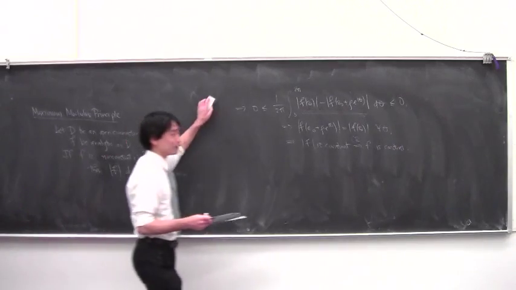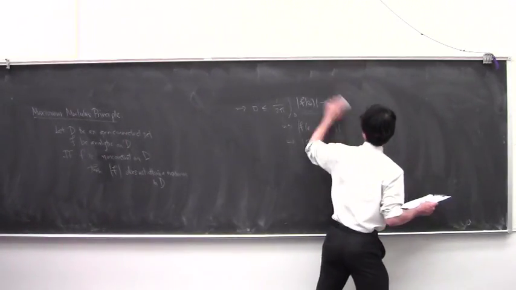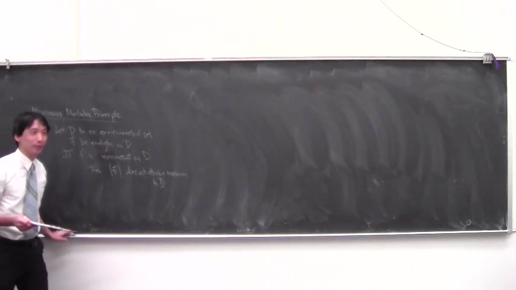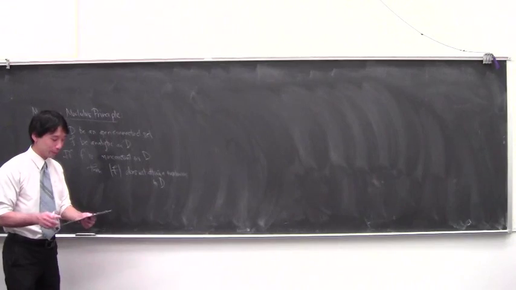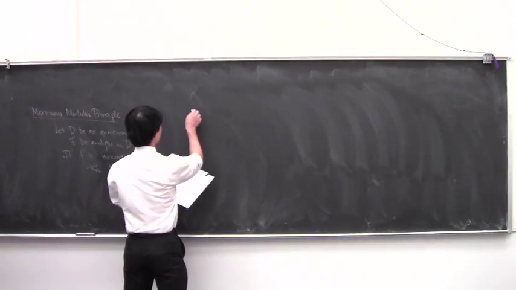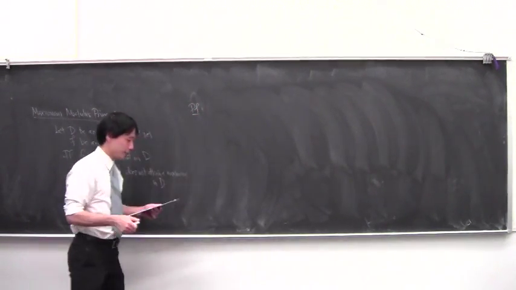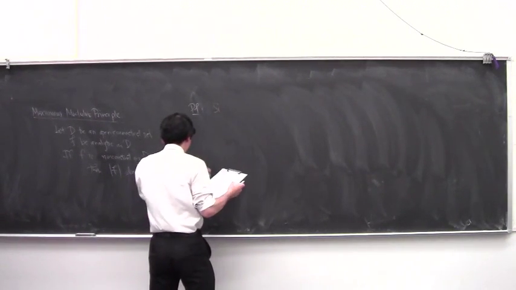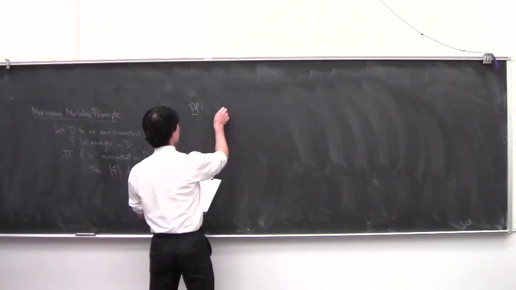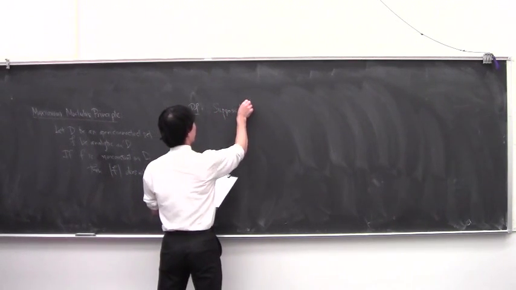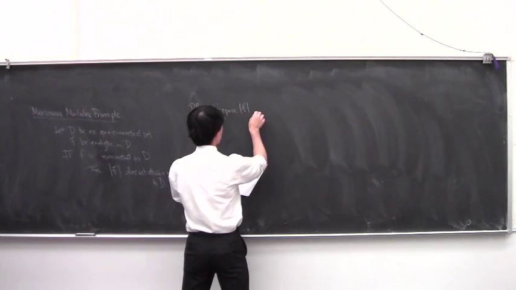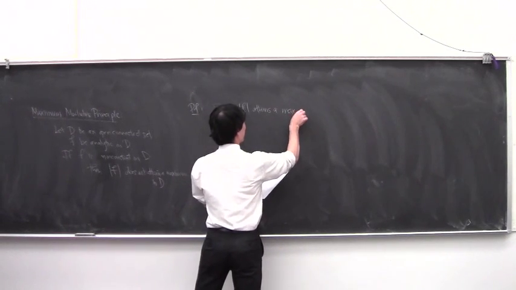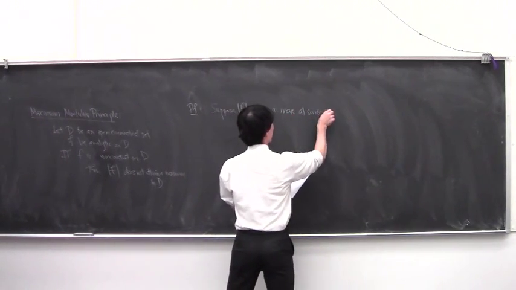Okay, so let's see if I can prove this. So I'm going to prove it again, in a rather different way from in the text. Here we go. Suppose f attains the max at some z naught.